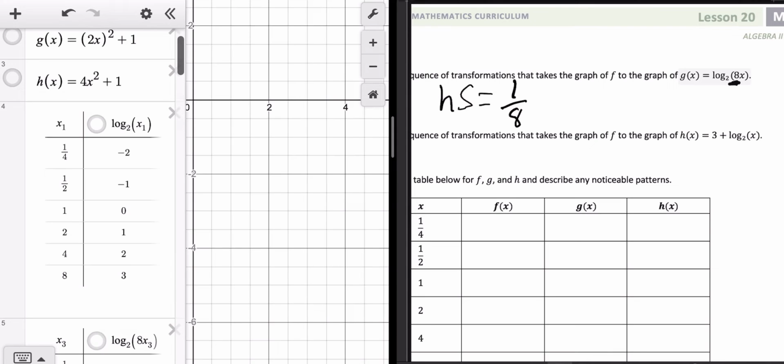Now we're doing the same thing. We're talking about the transformation from f, which is just our regular log base 2, to h of x, which is 3 plus log base 2 of x. Well, even though it's at the front, it is a translation of 3 plus, or up, 3 up. We're still going up by 3. Vertical translation, 3 units up.